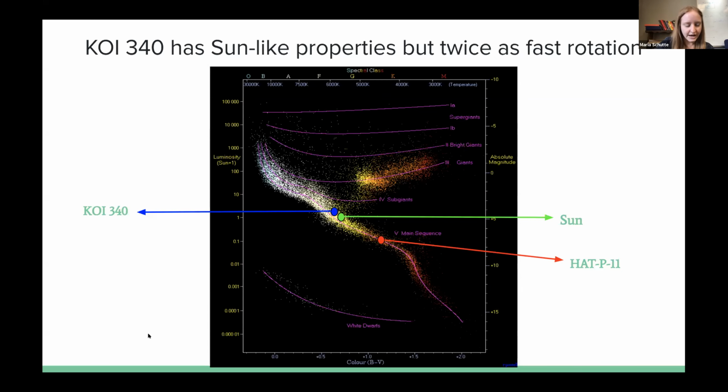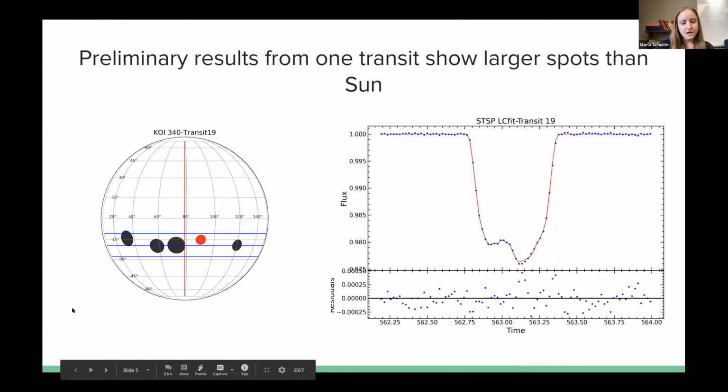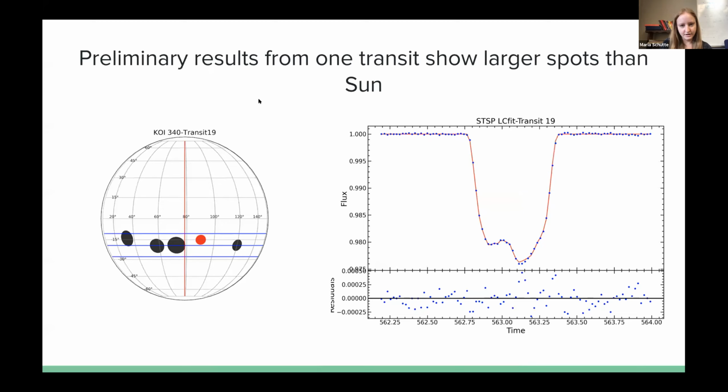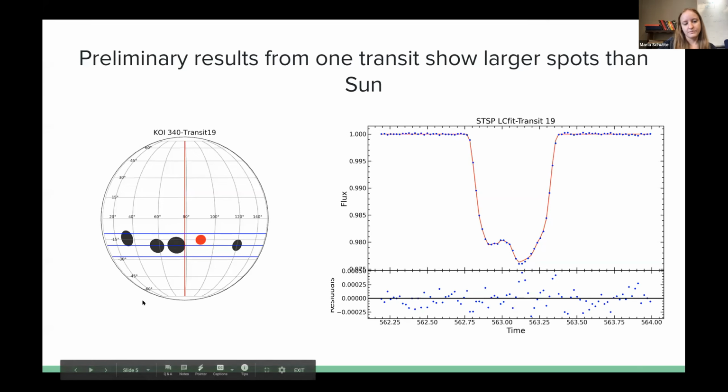And so when we look at a preliminary result from one specific transit for this object, on the right here, again, I've shown the light curve with the blue points being the Kepler data and the red curve being the STSP model. The residuals are shown here at the bottom. What you can see from both this light curve and from this sphere plot on the left, which shows where these spots are and how big they are, is that the red line shows exactly the midpoint of this transit.